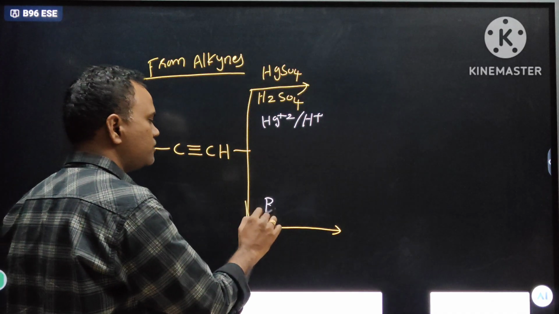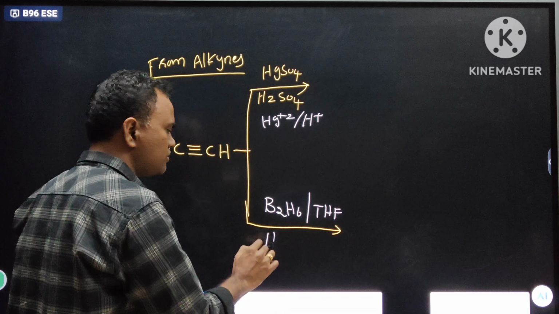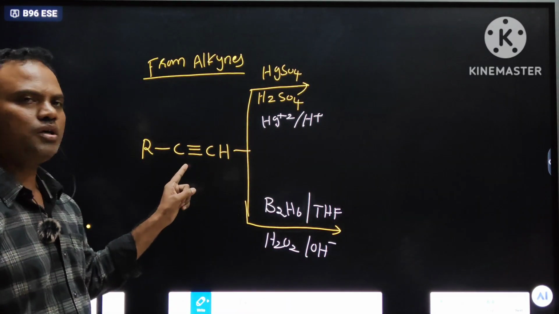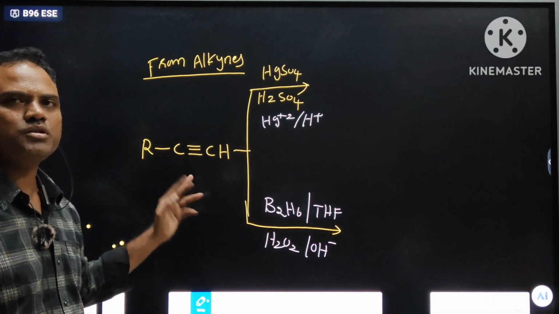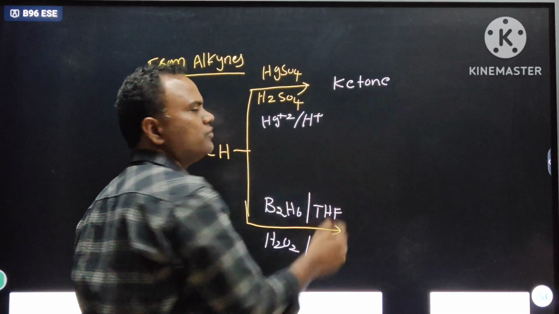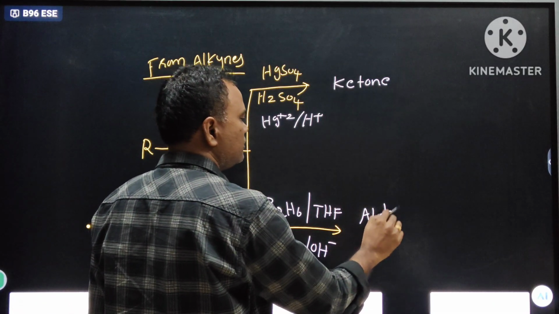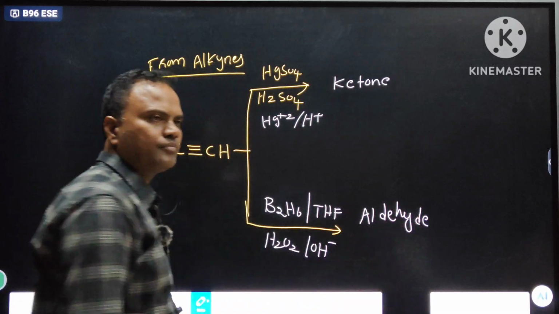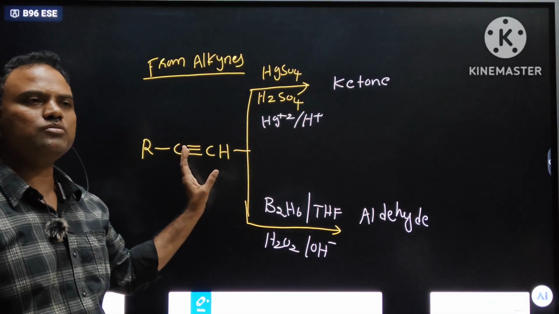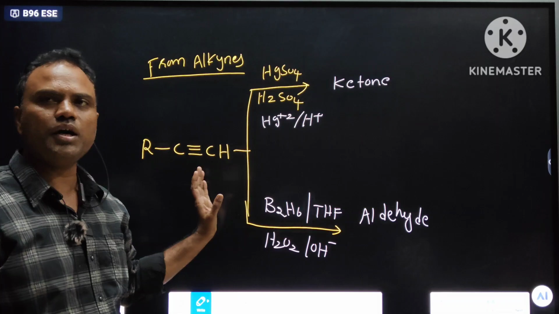And B2H6, THF followed by oxidation with H2O2. Here you will get ketone for the first; ketone is formed for this. Here you will get an aldehyde. This reagent adds water molecule to alkyne according to Markovnikov's rule. This reagent adds water molecule to alkyne according to anti-Markovnikov's rule.